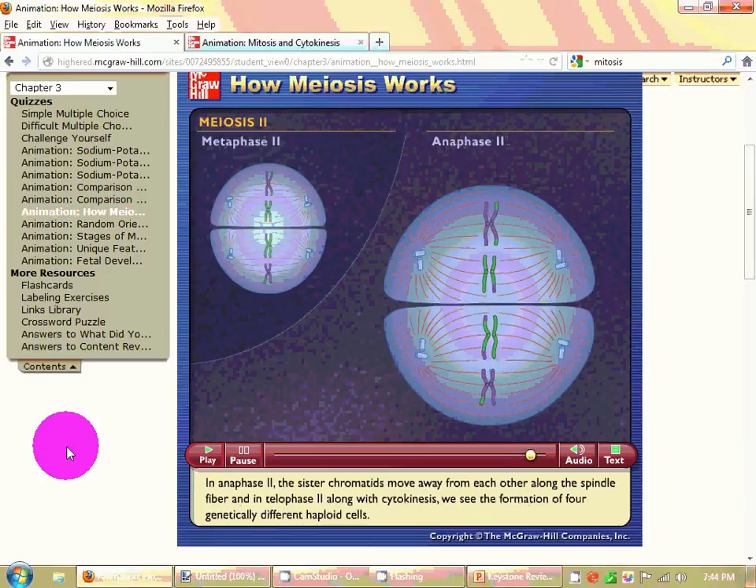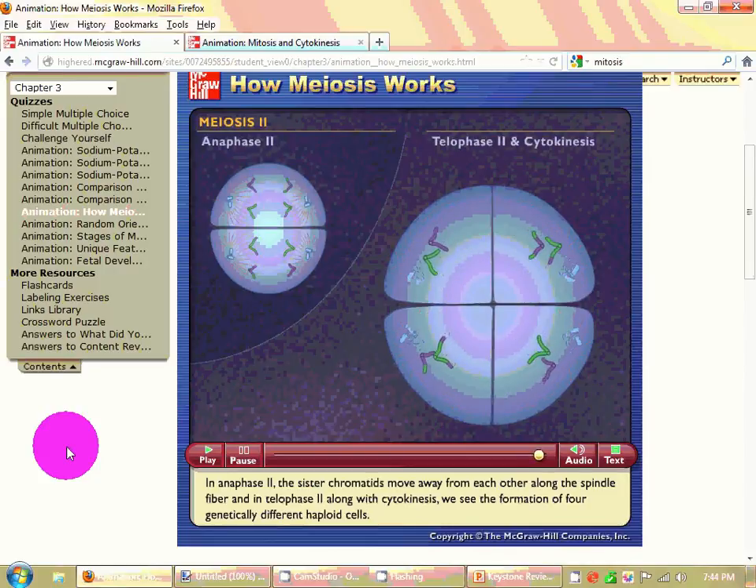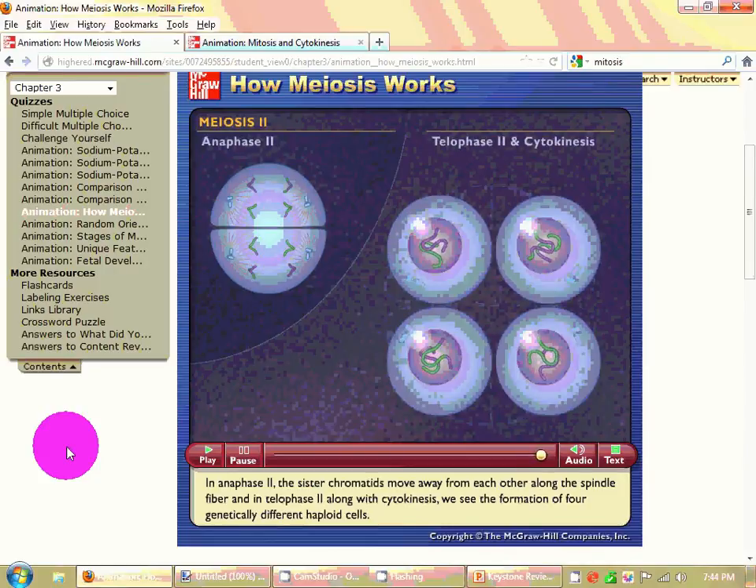In anaphase II, the sister chromatids move away from each other along the spindle fiber. And in telophase II, along with cytokinesis, we see the formation of 4 genetically different haploid cells.